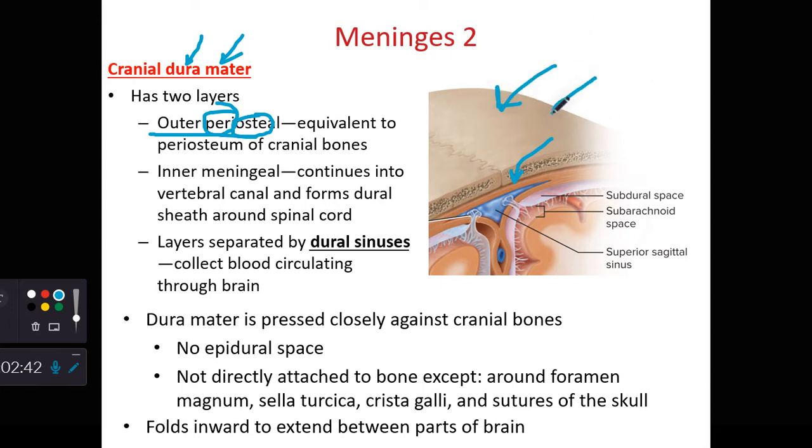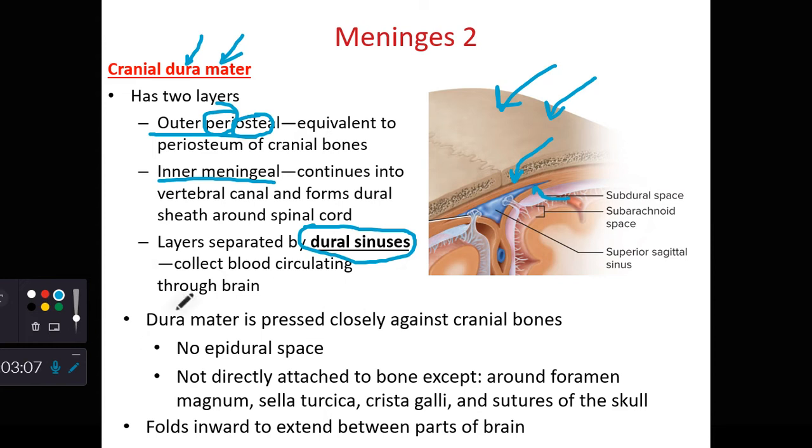Here is some of those bones right now shown in the figure. We also have the inner meningeal layer. This inner meningeal layer is, as its name implies, going to be pressed against the other meninges. So we have the outer periosteal layer and the inner meningeal layer. And those inner and outer layers of the dura mater are going to have dural sinuses in between them.